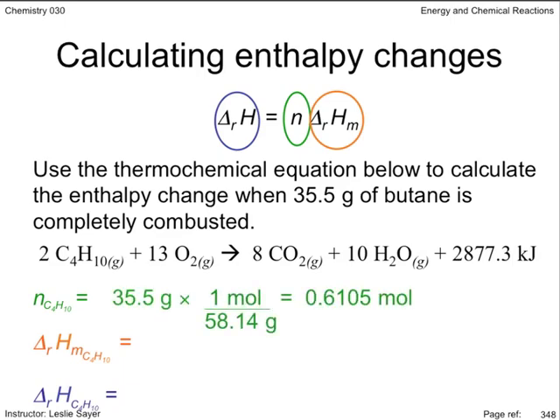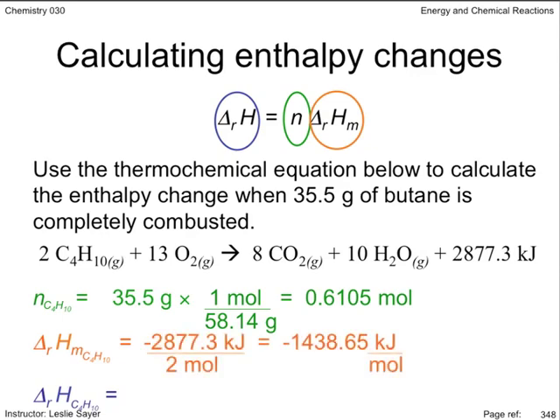The number of moles in 35.5 grams of butane is 0.6105 moles. Now I realize your calculators will show more digits. Write down the number as it's shown on your calculator without rounding to 1 or 2 digits more than what's expected in your final answer. However, leave the entire number in your calculator to be used for future calculations. It is therefore critical to learn how to use the memory feature of your calculator. Only a final answer will get rounded.